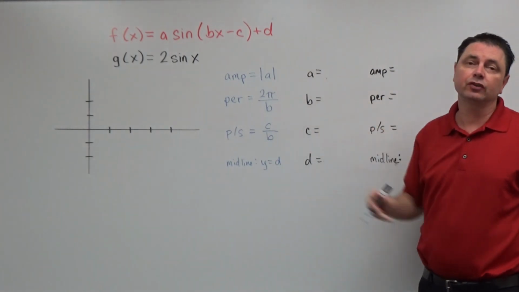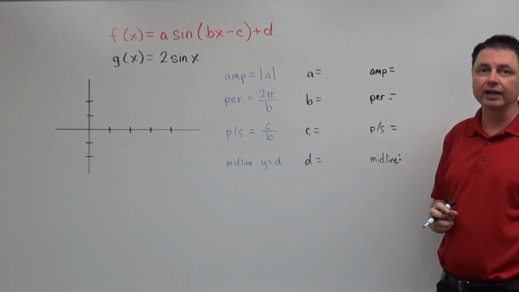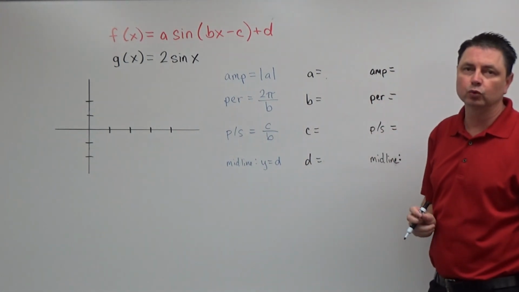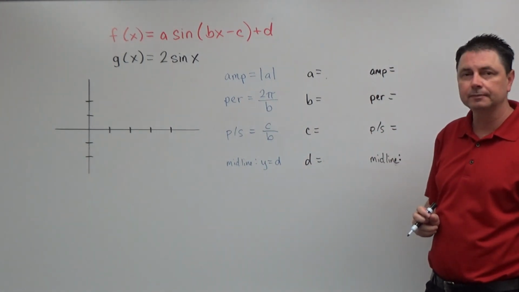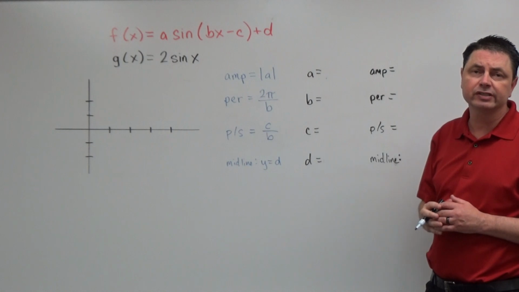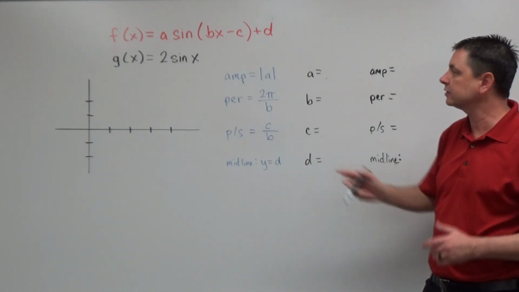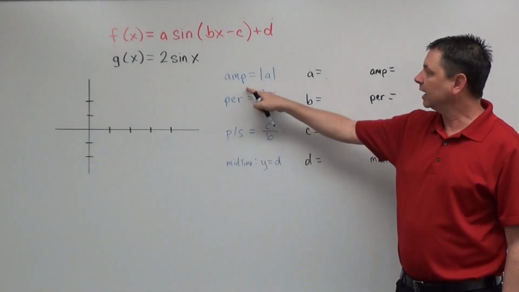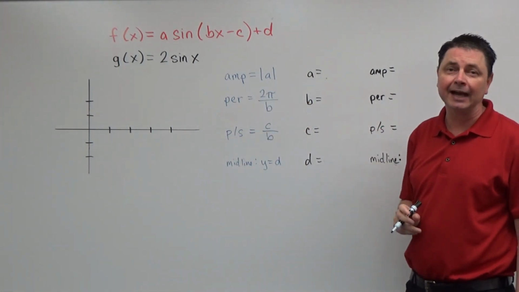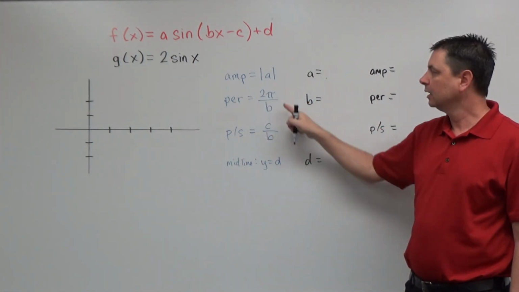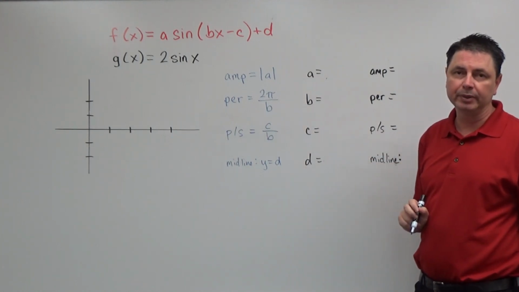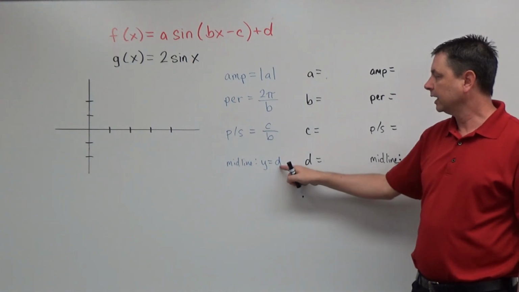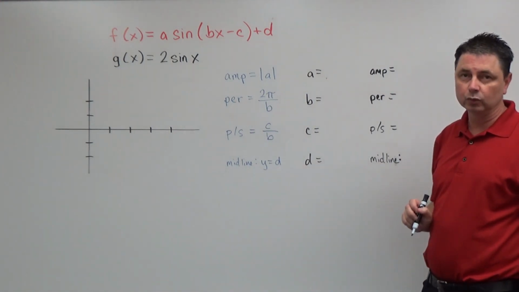The function you see in red is the general form of the sine function. We are going to be graphing g of x equals 2 sine x. Some of the key characteristics of our sine graphs are amplitude, period, phase shift, and midline. Amplitude is calculated by the absolute value of a. Period is 2 pi divided by b. Phase shift is c divided by b. And the midline is the equation y equals d.